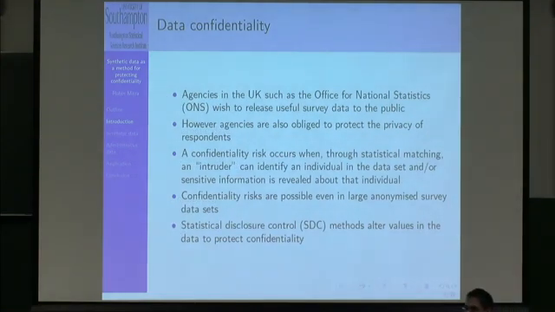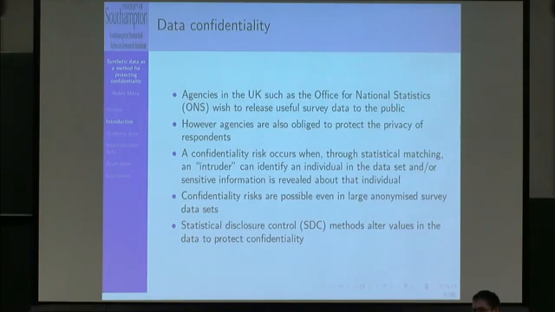Okay, so agencies such as the ONS wish to release useful survey data to the public, but they also have to protect the privacy of respondents. And so a confidentiality risk occurs when, through statistical matching, an intruder can identify an individual in the dataset, and/or sensitive information is revealed about that individual.